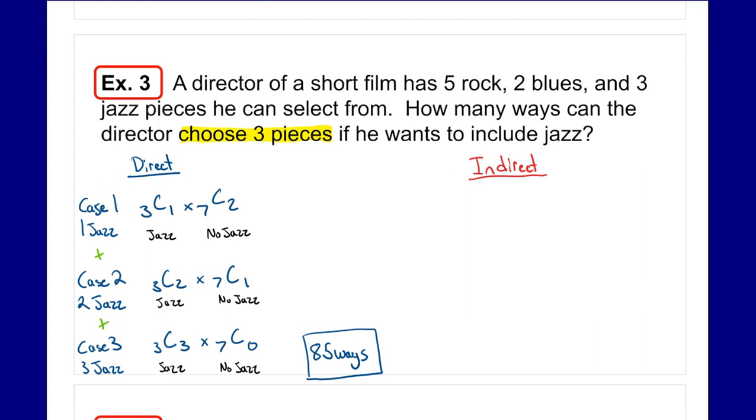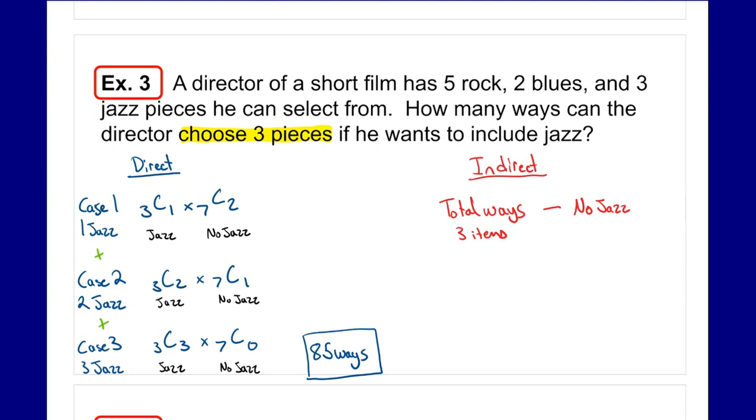Let's look at the indirect way. Indirect, remember, is the total number of ways without any restriction, so how many ways can we choose 3 items, minus the opposite, or the complement, of what we're looking at. And the complement of this case is no jazz. Right? So if I want to include jazz, that's the same thing as saying at least 1 piece of jazz. So the complement is no jazz at all.